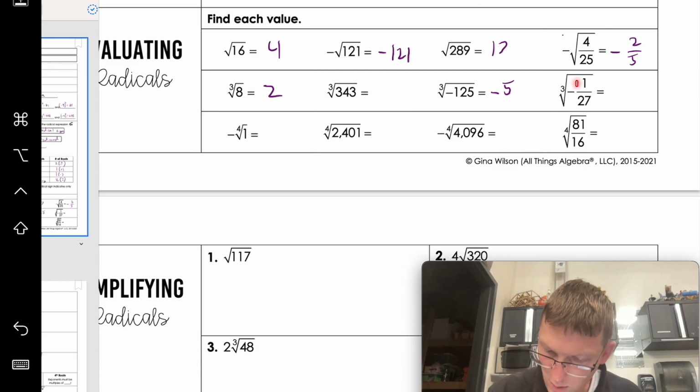So same thing here. We got a negative sign on the inside. It's fine. It's a cubed root. Cubed root of 27 is 3. So my answer is going to be 1/3.